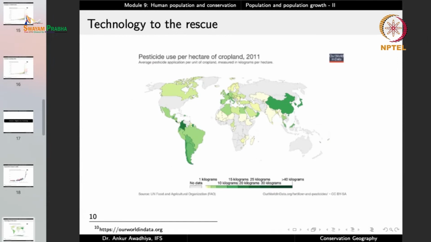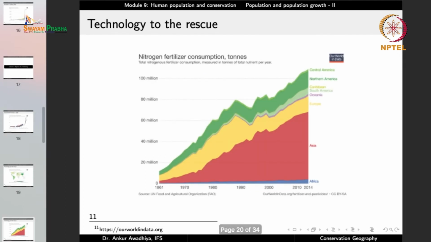So if you look at the pesticide use per hectare, we find that in a vast majority of countries there is a substantial use of pesticides for growing of crops. The nitrogen fertilization consumption, if you plot the amount of nitrogen fertilizers that are being used, things like urea, then we will find that there has been a rapid increase in the amounts of urea and other nitrogen fertilizers that we have been using. So this is a technology.